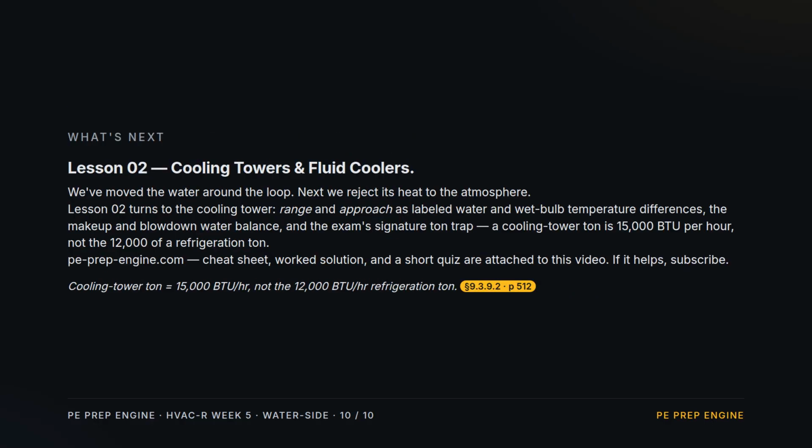Next up, Lesson 2, Cooling Towers and Fluid Coolers. Now that we've moved the water around the loop, we reject its heat to the atmosphere. We'll define range and approach as labeled water and wet bulb temperature differences, work the makeup and blowdown balance, and meet the exam's signature ton trap. A cooling tower ton is 15,000 BTU per hour, not the 12,000 of a refrigeration ton.